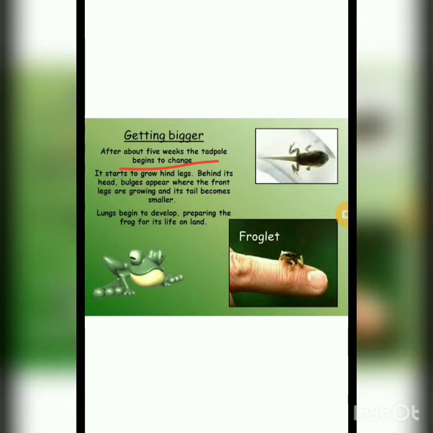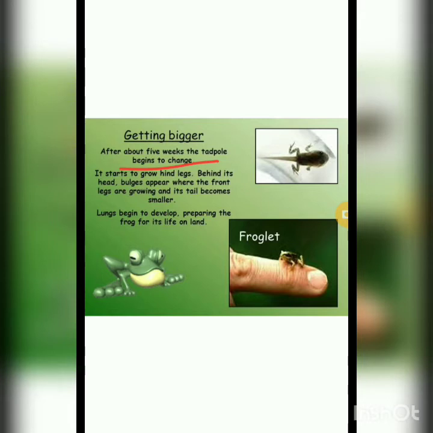So, हमने क्या पढ़ा कि जब एक tadpole grow होने लगता है, उसके बाद 5 weeks के बाद धीरे धीरे वो frog की तरफ, adult frog की तरफ बढ़ना शुरू होता है. The changes in its body take place. Tail disappear हो जाती है और उसके hind legs grow होने शुरू होते हैं.